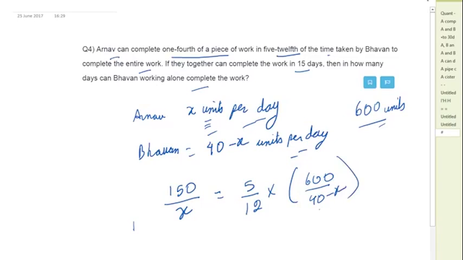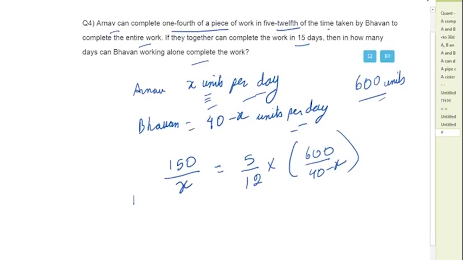So now you have got an equation in X. You can solve for X here fairly simply, and you will get the answer. And the equations are generally fairly simple in this one. You have 3 by X is equal to 5 by 40 minus X. So 120 minus 3X equal to 5X, 8X equal to 120, or X is equal to 15. Okay, so Arnav does 15 units per day and Bhavan does 40 minus 15, 25 units per day.